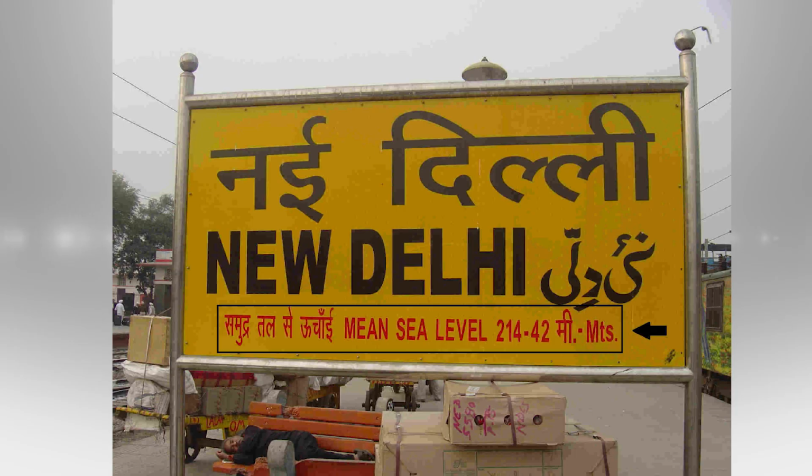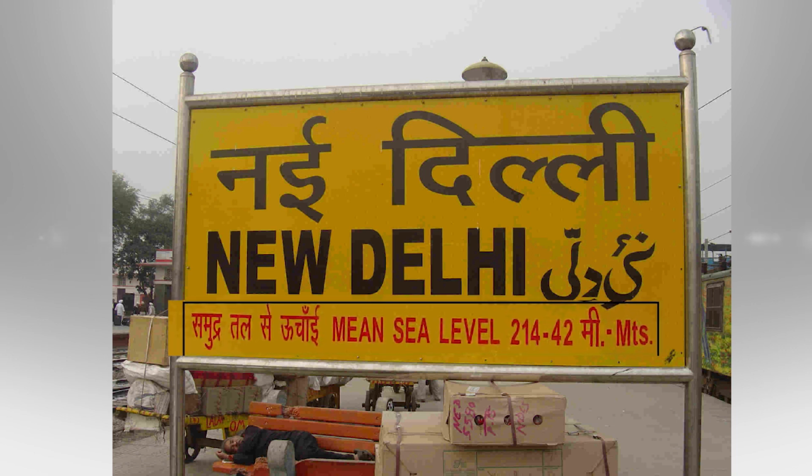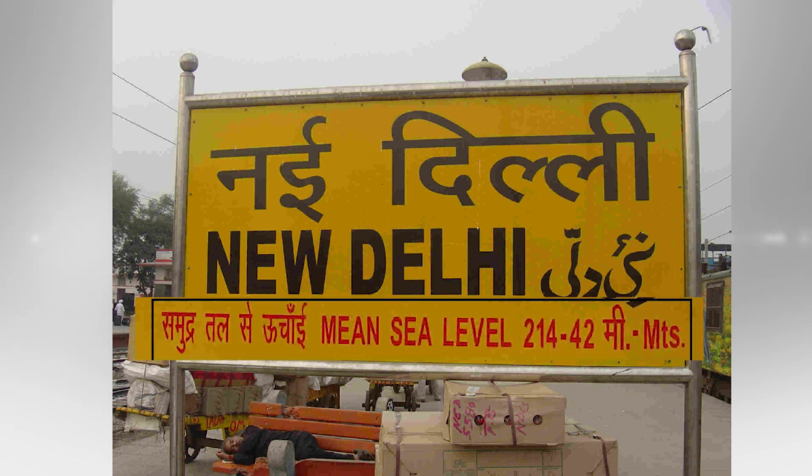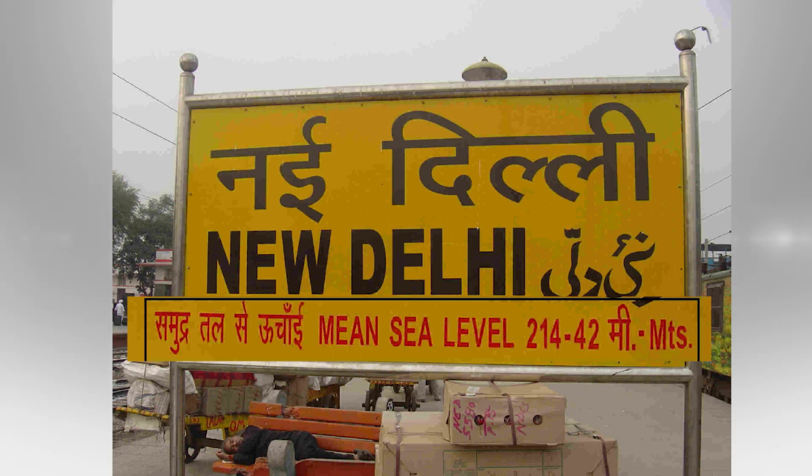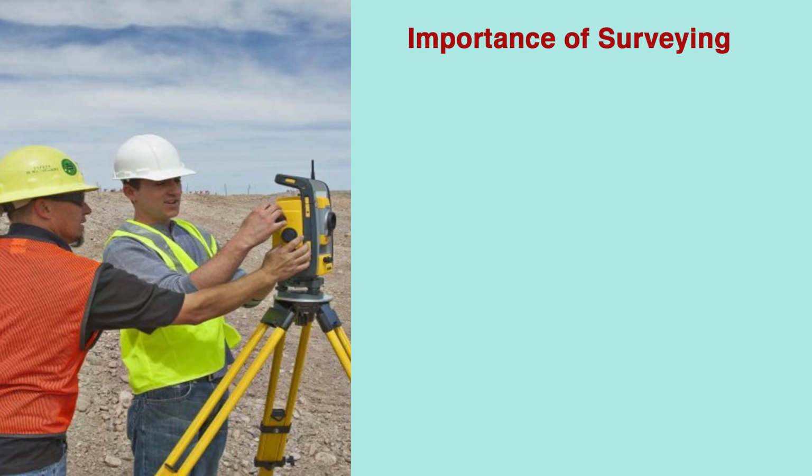We generally see in a railway station, when we visit, there is a board on the platform where the height above mean sea level is given. I think everyone has seen this. So mean sea level is taken as the reference point and the elevation of stations is measured with respect to that. Okay. Now we will discuss the importance of surveying.